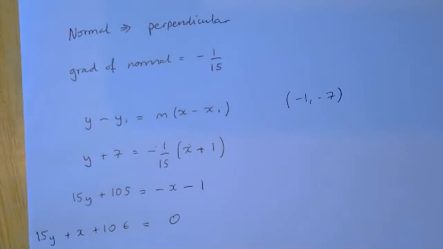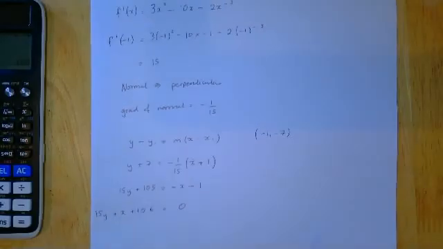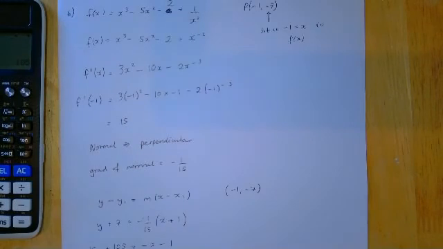It's going to be pretty amusing when I check this now and this turns out to be incorrect. x plus 15y plus 106 equals 0. No, that's good. We have got it. That is exactly what we should have.